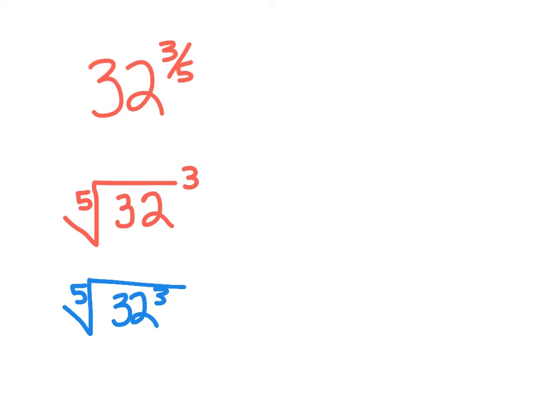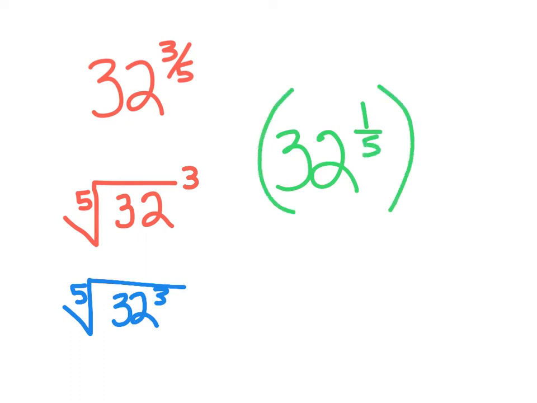The next way to rewrite the same thing is I could take 32, and I could start by just saying, oh, I just want to take the 5th root of it. See what I get. Ends up being 2. But then I need 3 of those factors, so I'm going to cube that. Again, if you were to multiply that out, you would end up right back with 32 to the 3/5. So again, these are all different ways to write the exact same thing.